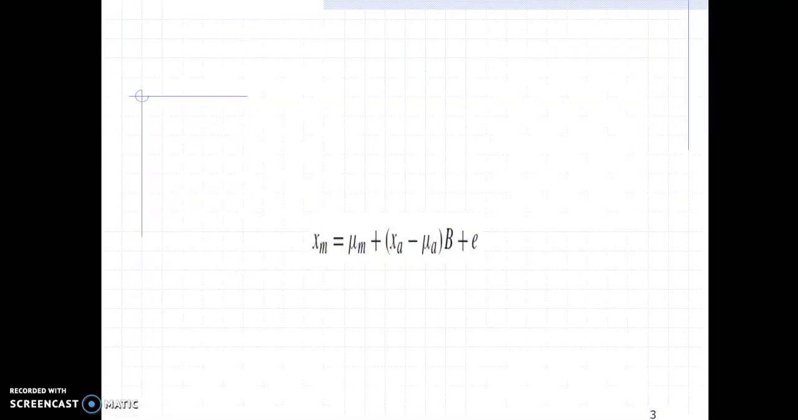For example, expectation maximization imputation is one of them, which uses an equation like this, where xm is the vector of missing values, mu m is the mean of the missing values for other records where these attribute values are available, and so on. So this equation then imputes the missing values of a particular record.